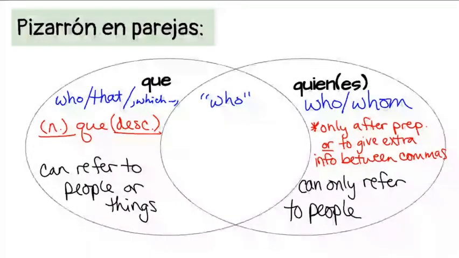Okay, so these should be some of the ideas you came up with. Both of these can be used to say who. However, que can mean who or that or which if you're giving extra information about something. Quien can mean who or whom. Que is normally going to be used in simpler sentence structures where you have your antecedent and then the word que and then the description right afterwards. Whereas you can only use quien or quienes after a preposition or to give extra information when you put that extra information between commas, those non-restrictive clauses. And obviously you can use que with people or things, but quien or quienes can only refer to people.